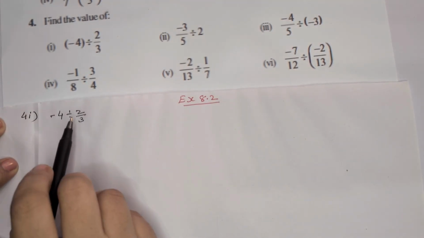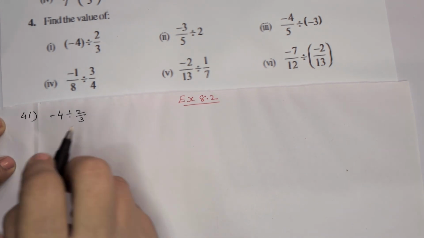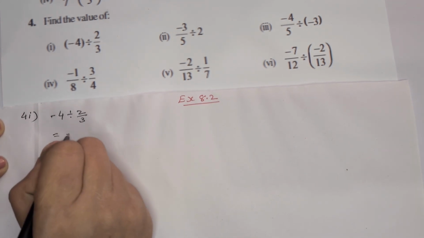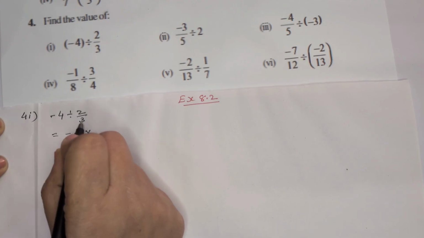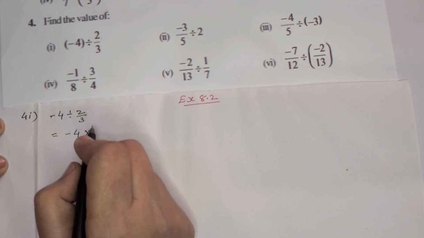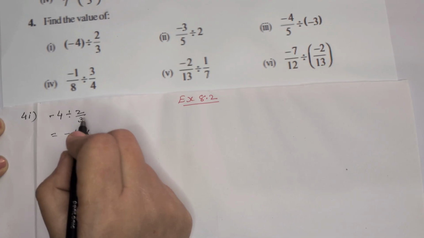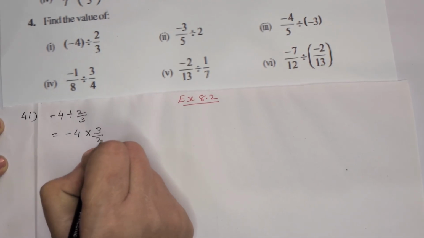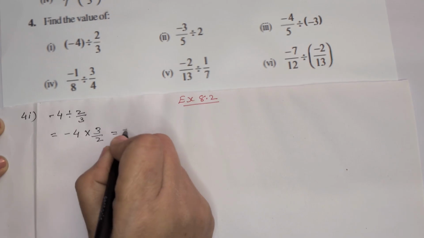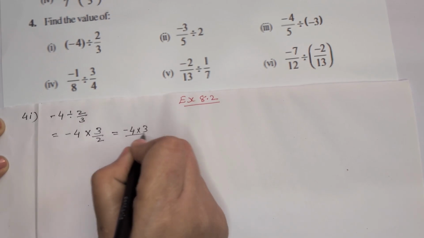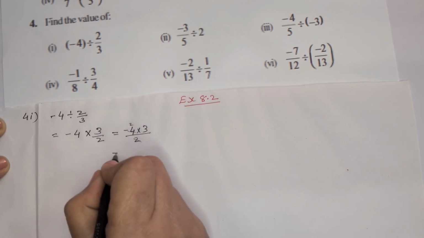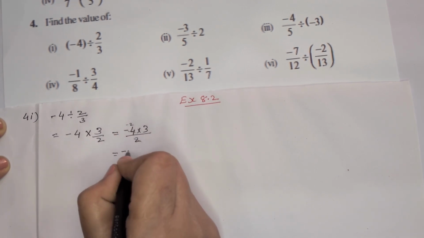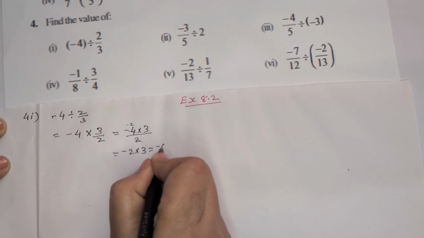Question number 4, find the value of minus 4 divided by 2 by 3. This we can write as minus 4. The division sign we have to change to multiplication by taking the reciprocal of the second term, 2 by 3. Reciprocal of 2 by 3 means 3 by 2. Now which is equal to minus 4 into 3 by 2. We can divide by 2 here 2 times. That means minus 2 into 3 is equal to minus 6.